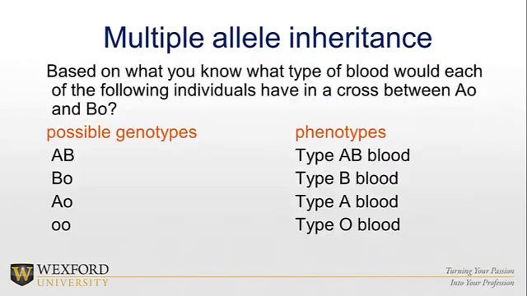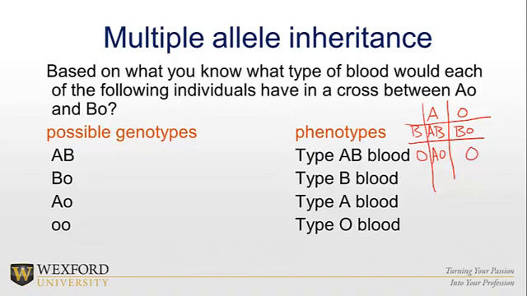So, based on what you know of blood types, what type of blood would be each of the following? If we have a cross between AO and BO. So, once again, let's do an AO, BO. I know the answers are on the screen, but let's just draw it out anyways, all right? We have AB blood type. We have BO, which is type B. We have AO, which is type A. And we have type O.